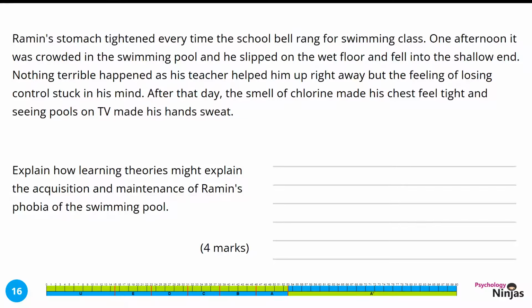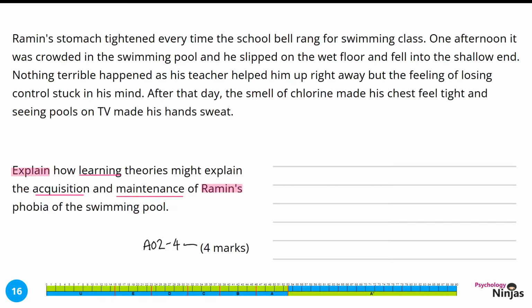Here we have the command word explain, which requires us to give a detailed and extended response. However, we've also got a STEM for this question, which changes how the marks are going to be allocated. As there is a STEM, all 4 marks become AO2 or application marks. This means we need to apply each of our points to different parts of the STEM, and we get no marks for our knowledge generally. We need to ensure that we're focused on learning theories here, but also that we give both the acquisition, so how this started, and the continuation and the maintenance of his phobia.